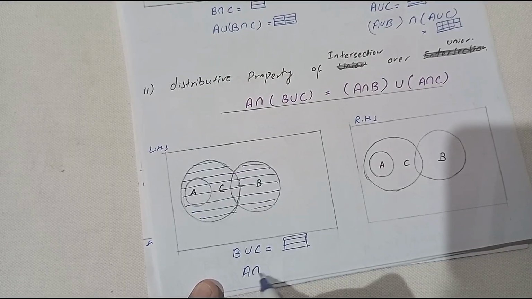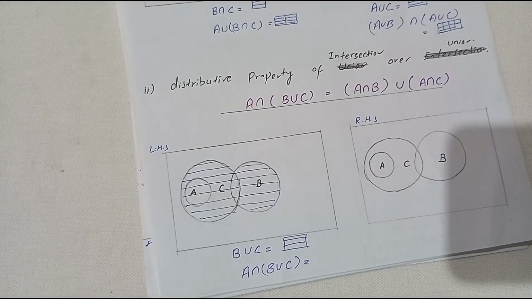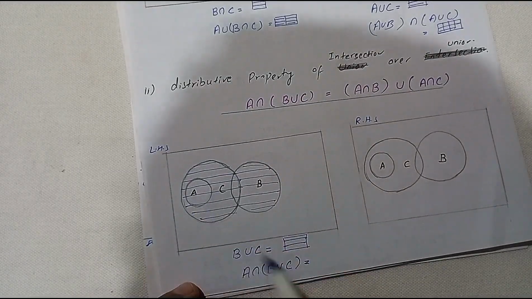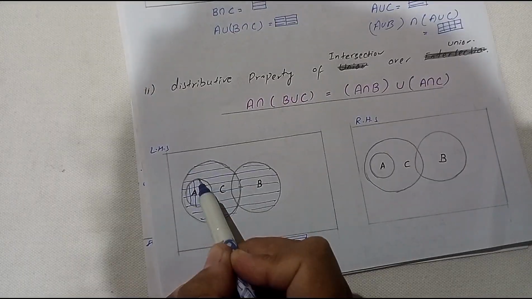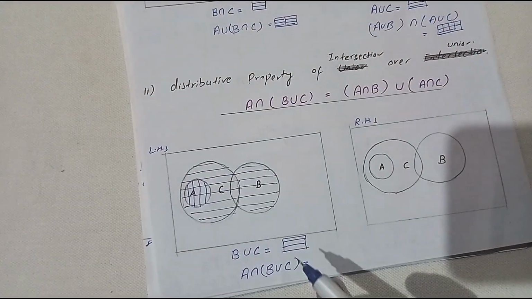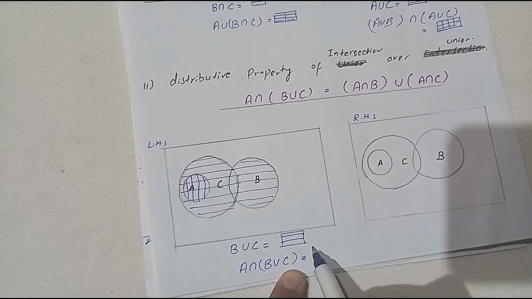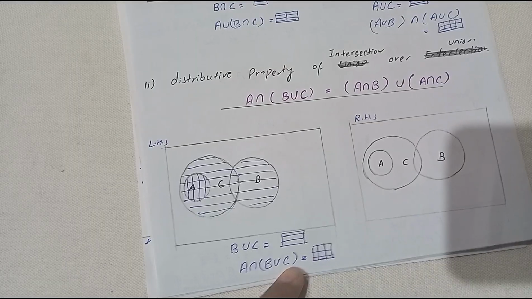A intersection with B union C. The common part between A and that horizontal shading, so the common part is only A. So we shaded A with horizontal lines, and the common part between A and that horizontal shading is A itself. So this shading is represented by double line of vertical and horizontal lines.